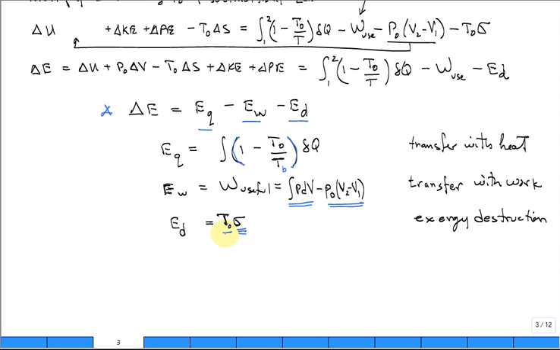What is T naught? Dead state temperature. You multiply the dead state temperature times the entropy production, you get the exergy destruction. Why is there exergy destruction? Why is there the destruction of the ability to do useful work? Irreversibilities. That's why, just irreversibilities.